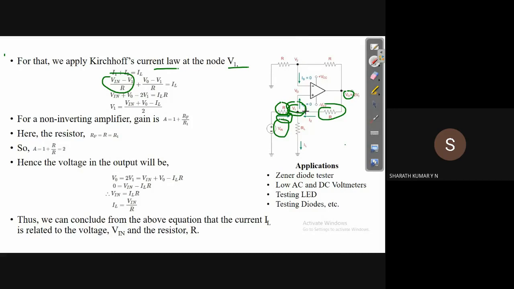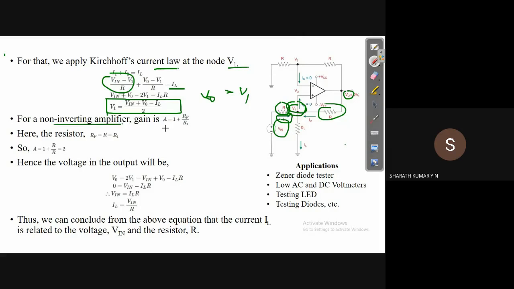Why is it not V1 minus V0? It is not V1 minus V0 because V0 is greater than V1. So that is equal to IL. When it is simplified, we can write the expression for V1 as V1 is equal to (Vin plus V0 minus IL) divided by 2.